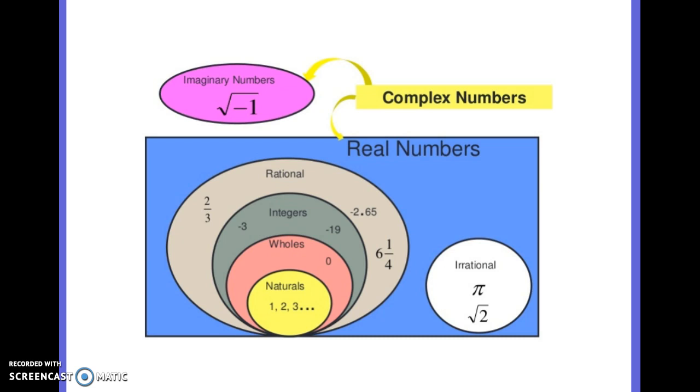So in most math classes, you deal with the real numbers, starting with naturals. That's what you learn to count with. The whole numbers, throw in 0. Integers are whole numbers and their opposites. Rational numbers are numbers that can be written as fractions or as decimals that either repeat or terminate.